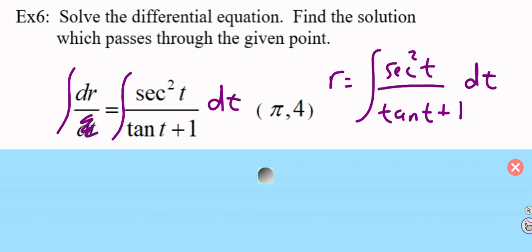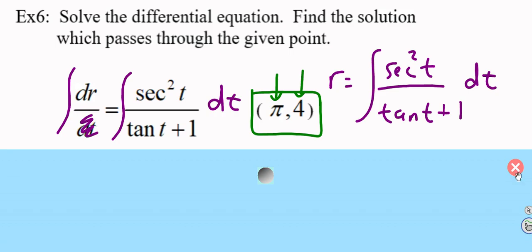All right, do I see a u and a du? I do. So here's the deal. We're going to pause. You do not need to be bored by me. Set up your u, set up your du, do your plus c, and then when you're done with your plus c, you want to come back and plug your pi in for your t, your 4 in for your r, solve for c, and then you'll be done. And so go ahead and do that and come back.